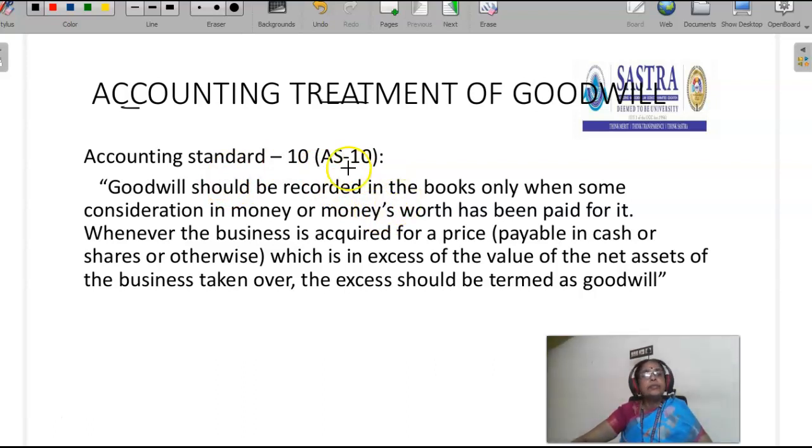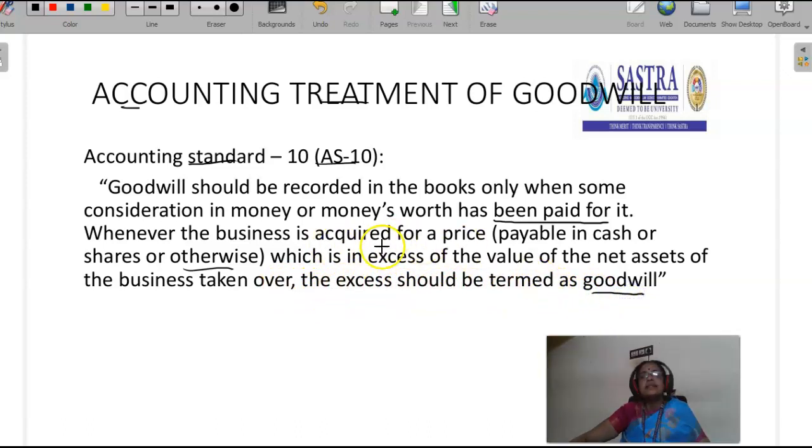According to Accounting Standard 10, goodwill should be treated in the books only when some consideration in money or money's worth has been paid for it. Goodwill we have to consider only at the time of money or money's worth being paid for goodwill. Whenever the business is acquired for a price payable in cash or shares or otherwise, which is in excess of the value of the net assets of the business taken over, the excess should be termed as goodwill.